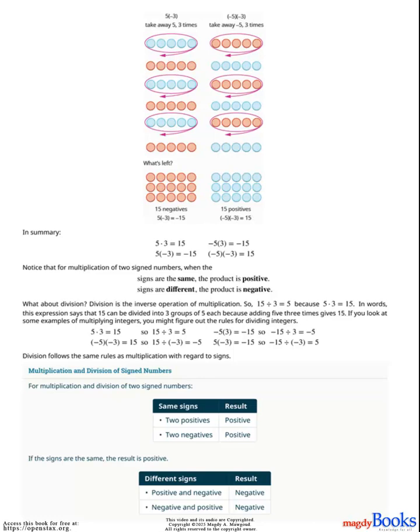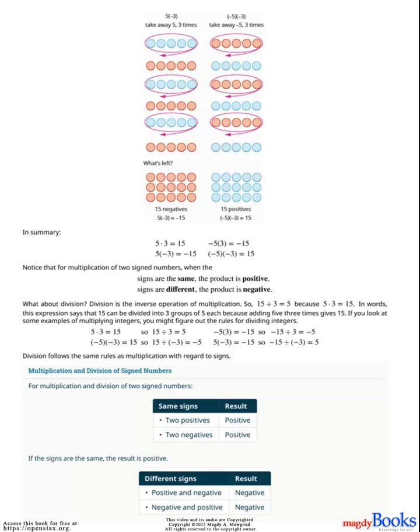What about division? Division is the inverse operation of multiplication. So, 15 divided by 3 equals 5, because 5 dot 3 equals 15. In words, this expression says that 15 can be divided into 3 groups of 5 each, because adding 5 3 times gives 15. If you look at some examples of multiplying integers, you might figure out the rules for dividing integers. 5 dot 3 equals 15, so 15 divided by 3 equals 5.